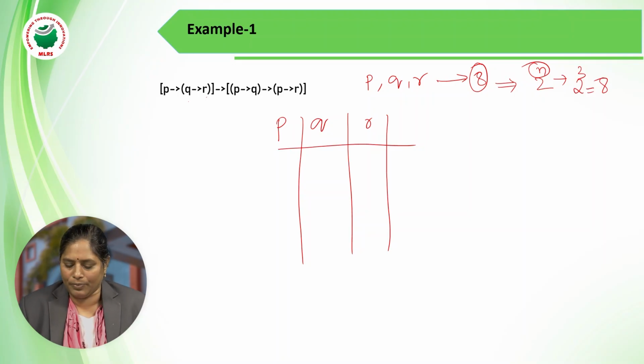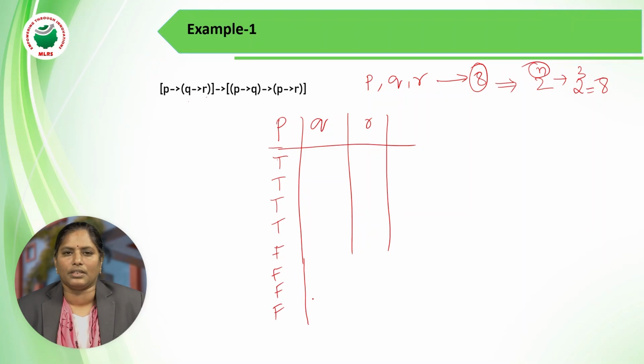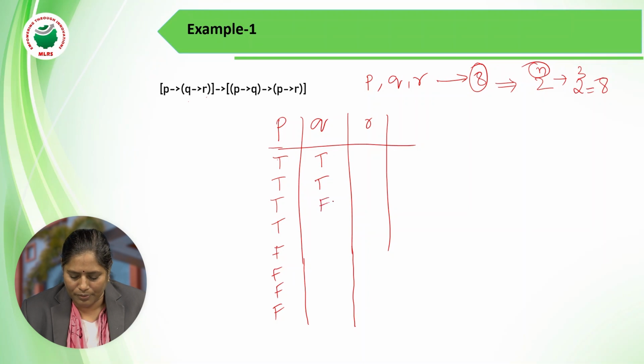For 8 components, for the first variable you get 2 possibilities. What are the 2 possibilities? Either true or false. So first write down the possibilities of true, after that the possibilities of false. So write down 4 times true, next write down 4 times false for P. Next, Q also gets 4 times true, 4 times false. So for Q write like this: 2 times true, 2 times false, again 2 times true, again 2 times false.